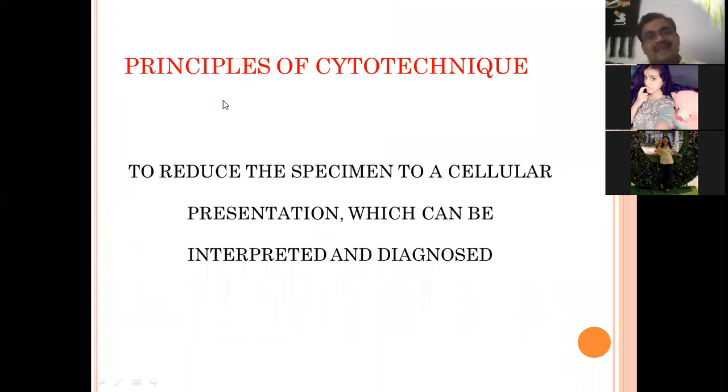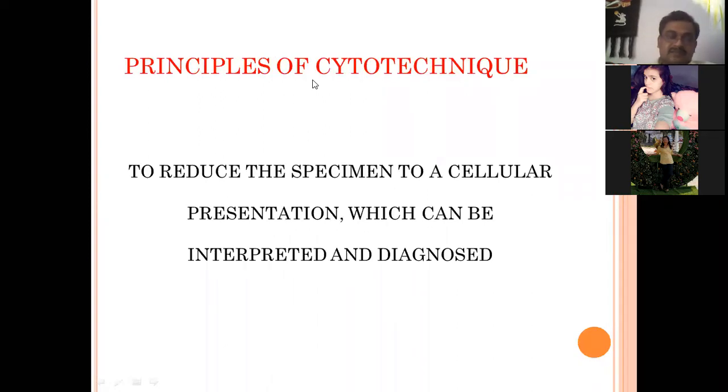So, what is the rationale of cytotechnique, or what is the principle of cytotechnique, or how can you justify cytopathology? The most important thing is this: the whole disease is presented in a simple collection of cells. Only a simple collection of cells is used for interpretation of the disease. So this is the basic principle of cytotechnique.